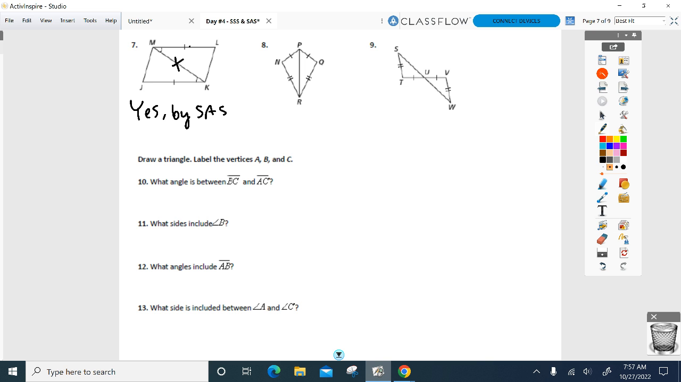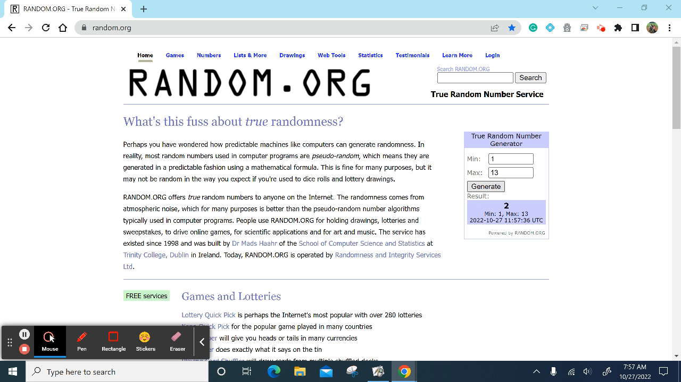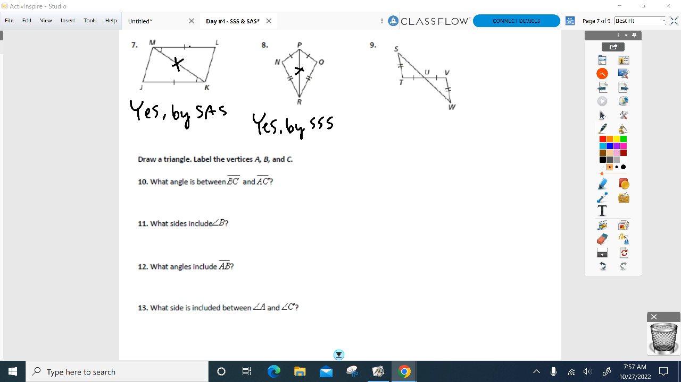I said yes by side, side, side. Yep. You mark that reflexive side PR on your own. Side, side, side. And then finally, number 9. Not congruent.